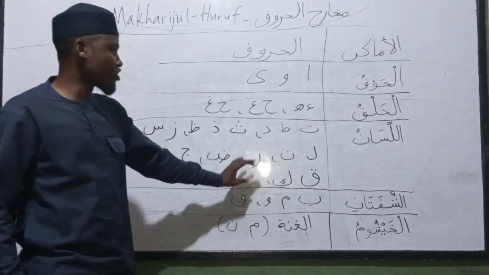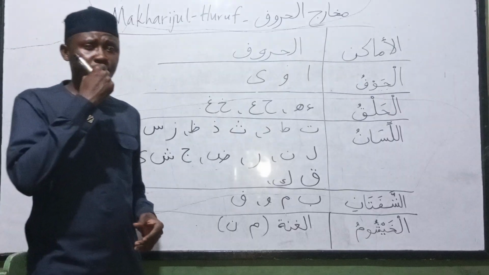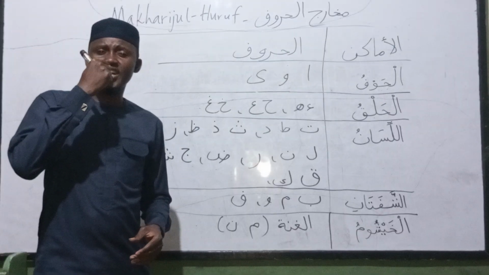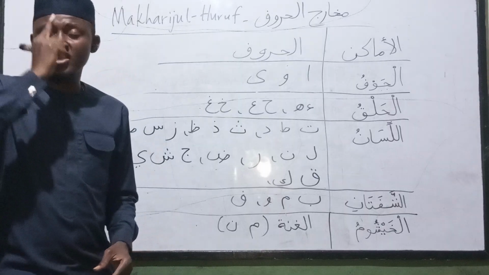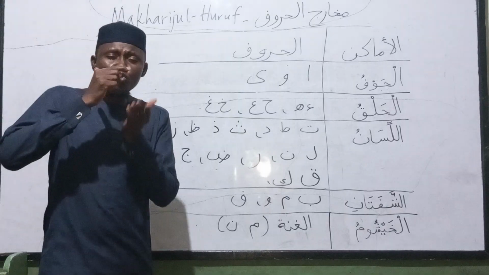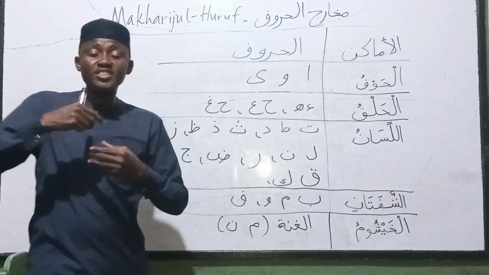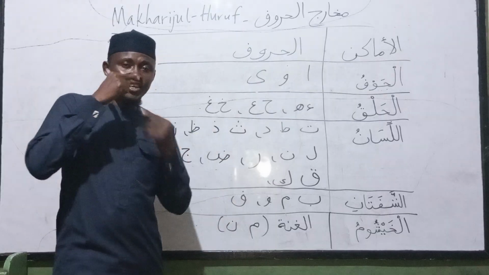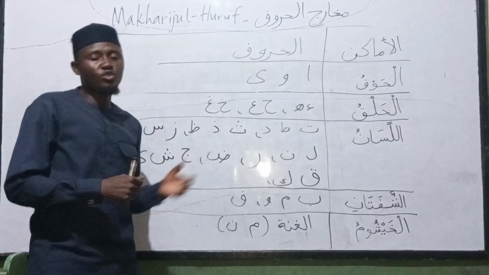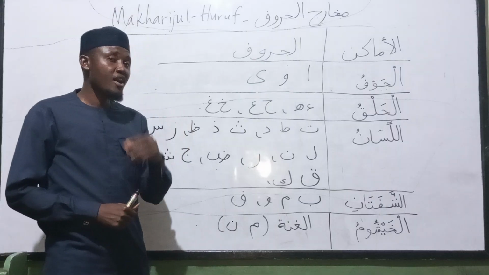Then the next one is the raw. The raw requires that we use the tip of the tongue and the back of the tip of the tongue to touch that upper palate, the upper part of our mouth, and we leave just a little space. And that little space is what brings about the vibration of the tip of the tongue when we articulate raw. So we have R.